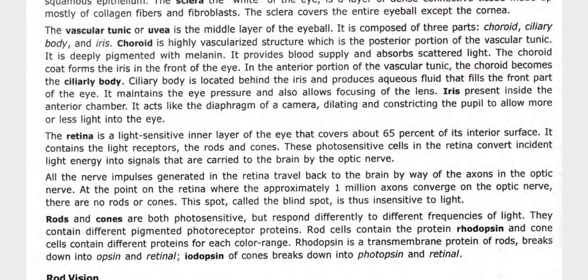the eye. The retina is a light sensitive inner layer of the eye that covers about 65% of its interior surface. It contains the light receptors, the rods and cones. The photosensitive cells in the retina convert incident light energy into signals that are carried to the brain by the optic nerve. All the nerve impulses generated in the retina travel back to the brain by way of axons and the optic nerve. At the point on the retina where the approximately 1 million axons converge on the optic nerve, there are no rods or cones. This point is called the blind spot, as it is insensitive to light.